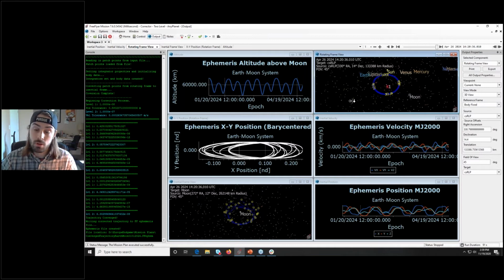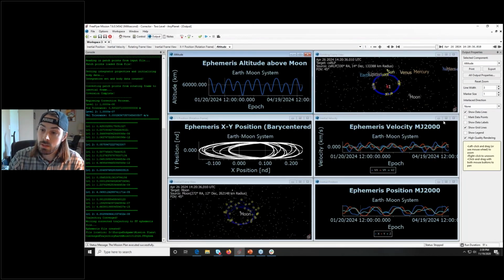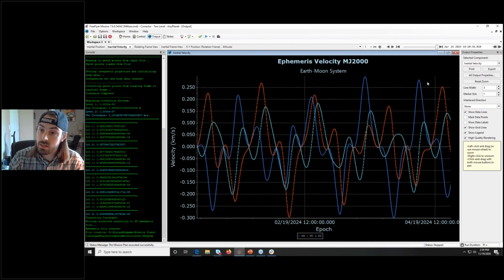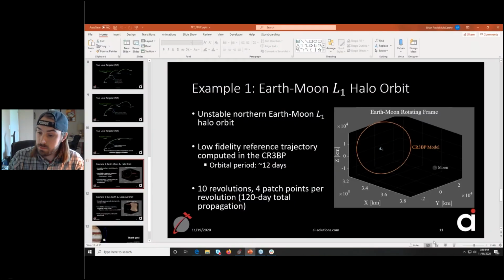So going from a simplified three-body model all the way up to ephemeris was just a few clicks. That can help a lot with dealing with these really sensitive trajectories in a higher fidelity model. And there are a few other plots here for altitude above the Moon, and then looking at the position and velocity components as well. So I'll go back to my presentation here.